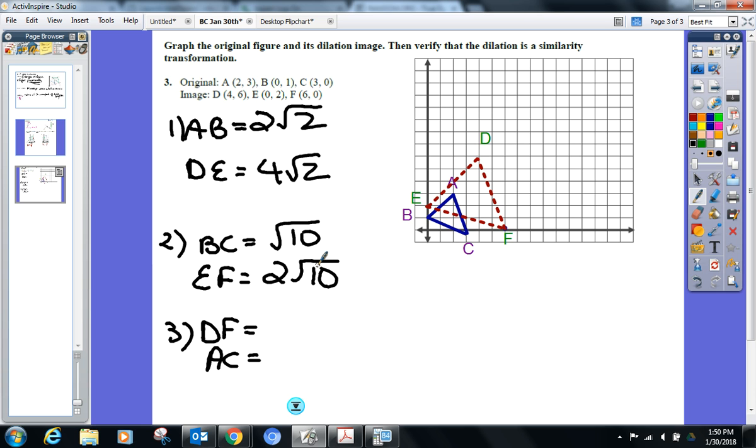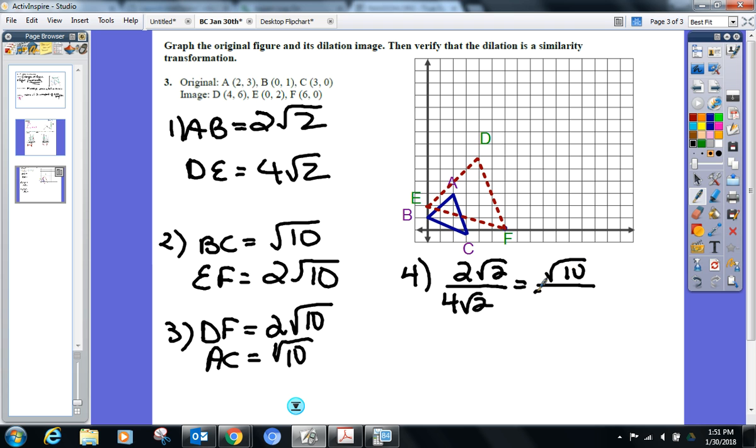Group three, DF. And AC. Okay, it was isosceles, I guess, huh? How are we going to figure out if all three corresponding sides are in the same ratio? Let's set it up. Ready? Is two radical two over four radical two the same as radical 10 over two radical 10? Obviously, I know these two are the same ratio, but how do I get all three to look the same now? Suggestions. Because I'm not really too sure if those two are equal to each other.